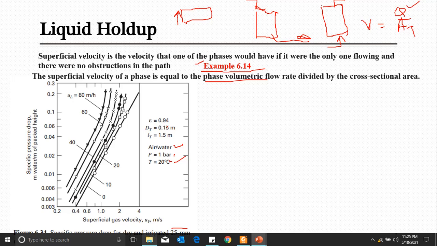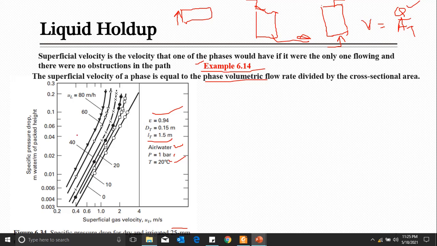The diameter of the tower was 0.15 meter, the height of the packing used here was 1.5 meter, and the fractional voidage inside this tower was 0.94. It means the packing that was used covers 6% of the tower, and 94% of the space is empty for the flow of liquid as well as gas through the tower.